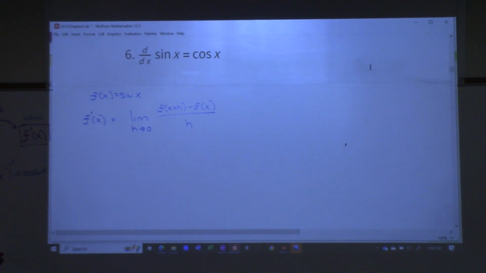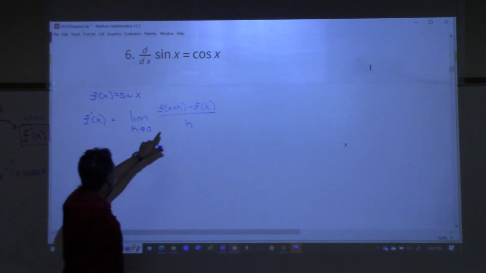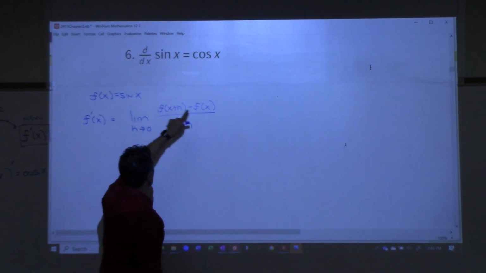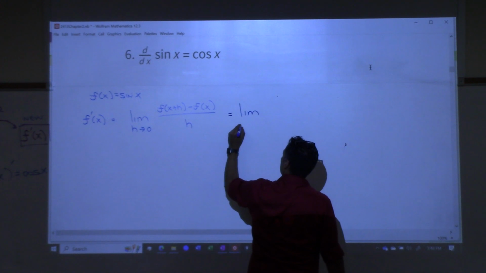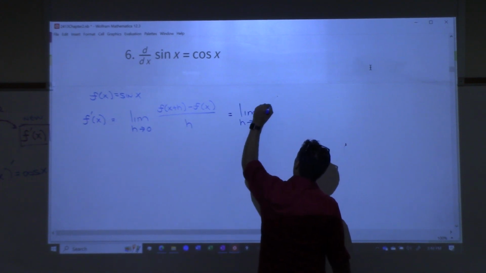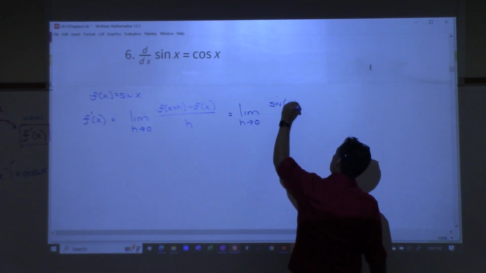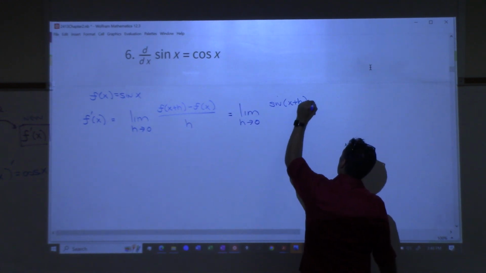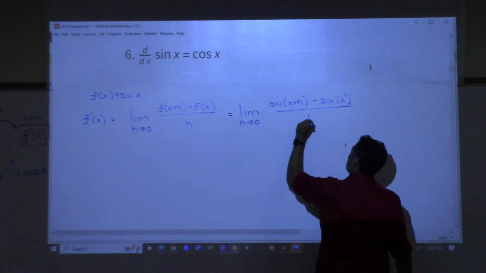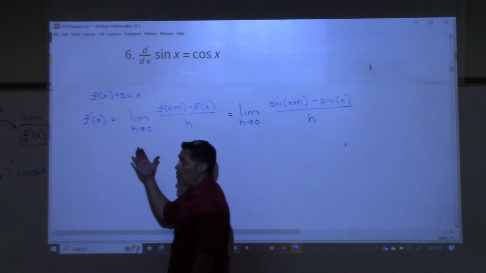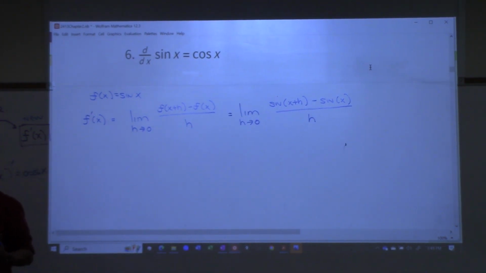All right, so our function is sine, right? So I'm going to plug x plus h into this, and then plug in x. It doesn't seem that bad right now, right? Limit as h goes to 0. We have sine of x plus h, and then minus sine x, and then all over h. I mean, that's it. That is how we do the derivative of that using the limit.